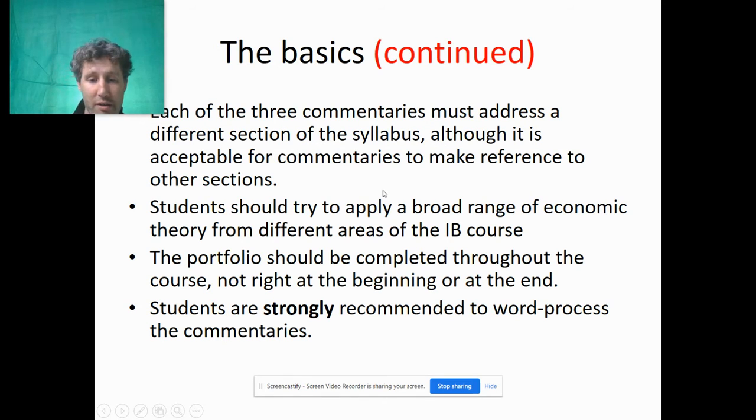And of course, you need to word process it. You're not going to write it by hand, okay?